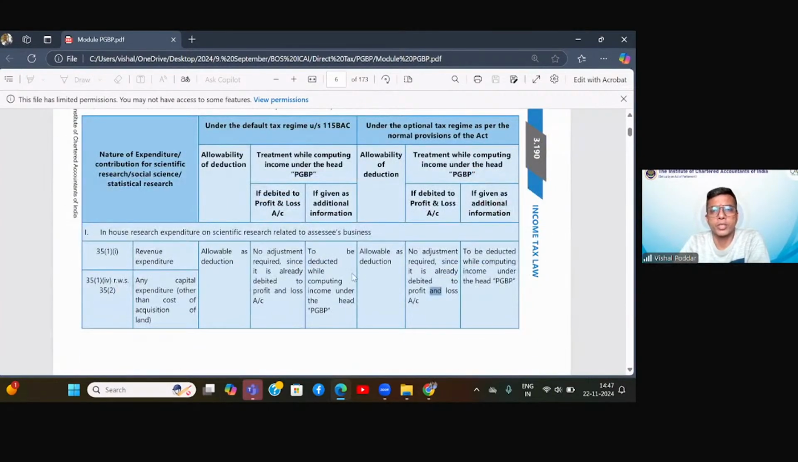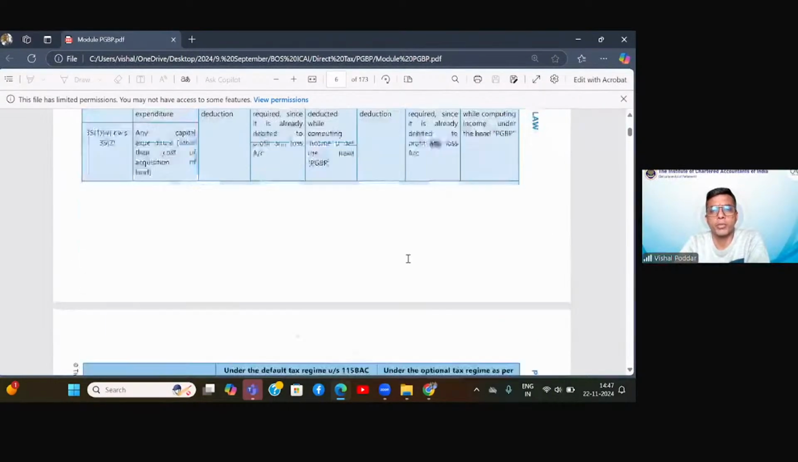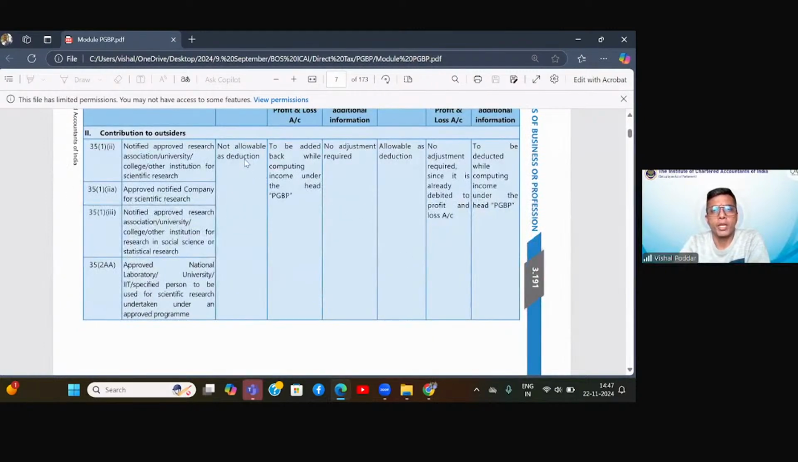In-house is allowed as deduction in both cases, whether old regime or new regime. But when you are making payment to some person who is an outsider, who is going to do research, it may not be related to your business, still we are allowing you deduction. So this is restricted only under the old scheme.